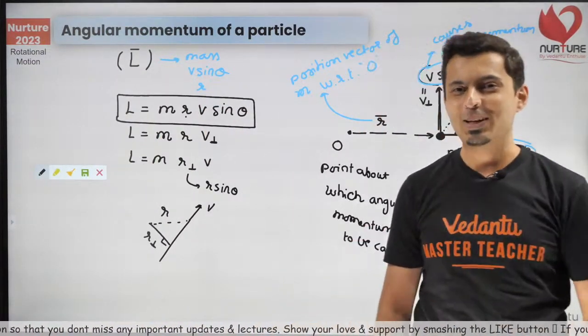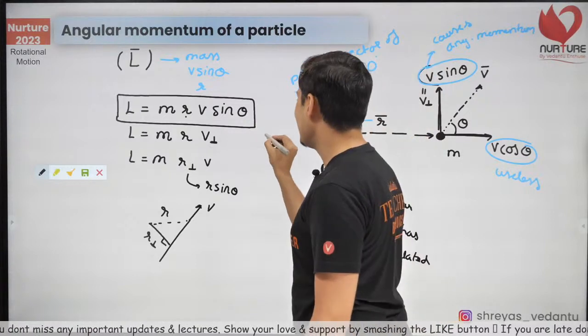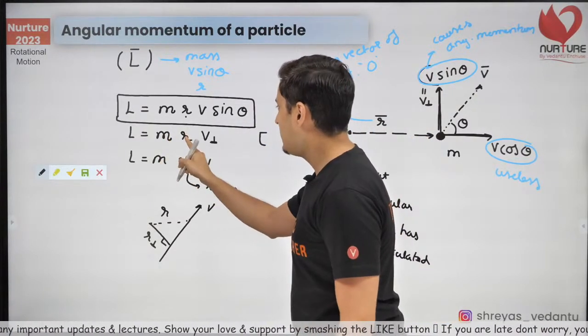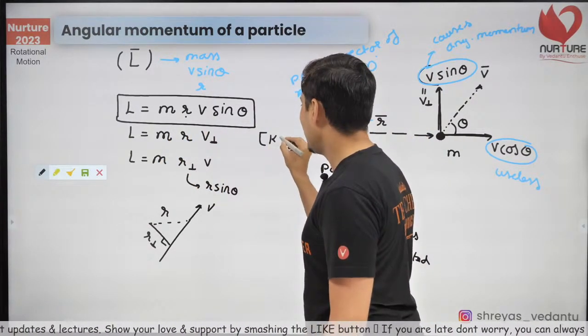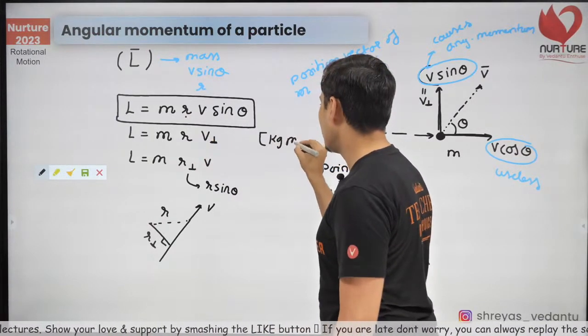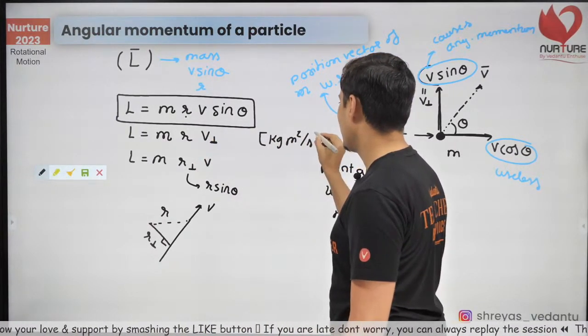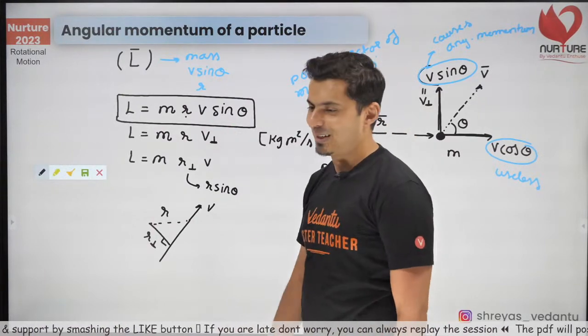So this is the formula for angular momentum. And you can see clearly the units are kg, meter, meter per second. So kg, meter into meter, meter square per second. That's the unit of angular momentum.